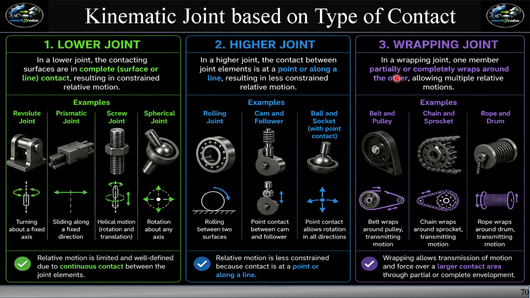Then wrapping joint. In wrapping joint, one member partially or completely wraps around the other, allowing multiple relative motion. Examples are belt and pulley, chain and sprocket, rope and drum. And in belt joint, the belt wraps around the transmitting pulley, and chain wraps around sprocket transmitting the motion, and rope wraps around the drum, transmitting motion. Wrapping allows transmission of motion and force over a large contact area through partial or complete enveloping.